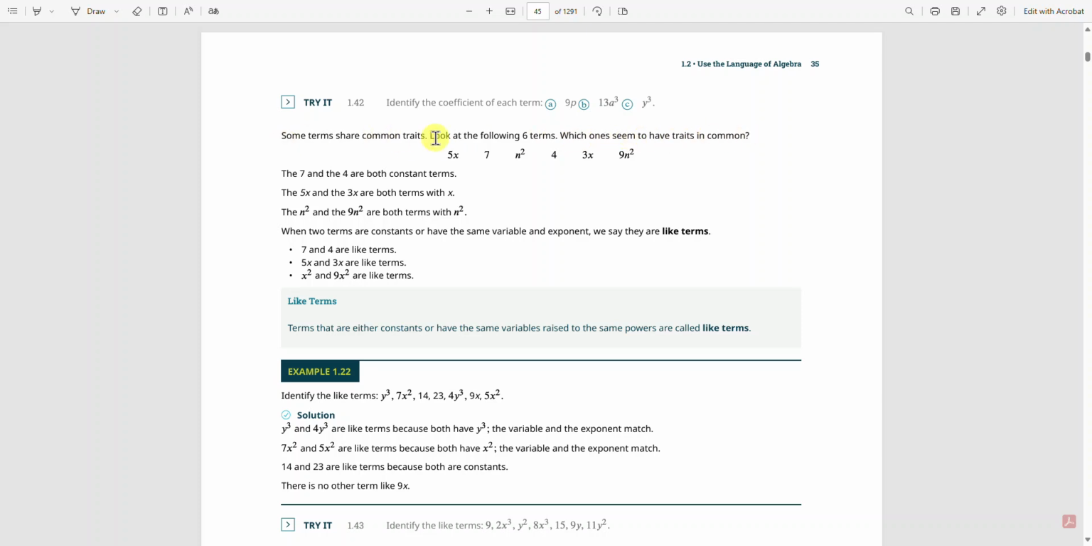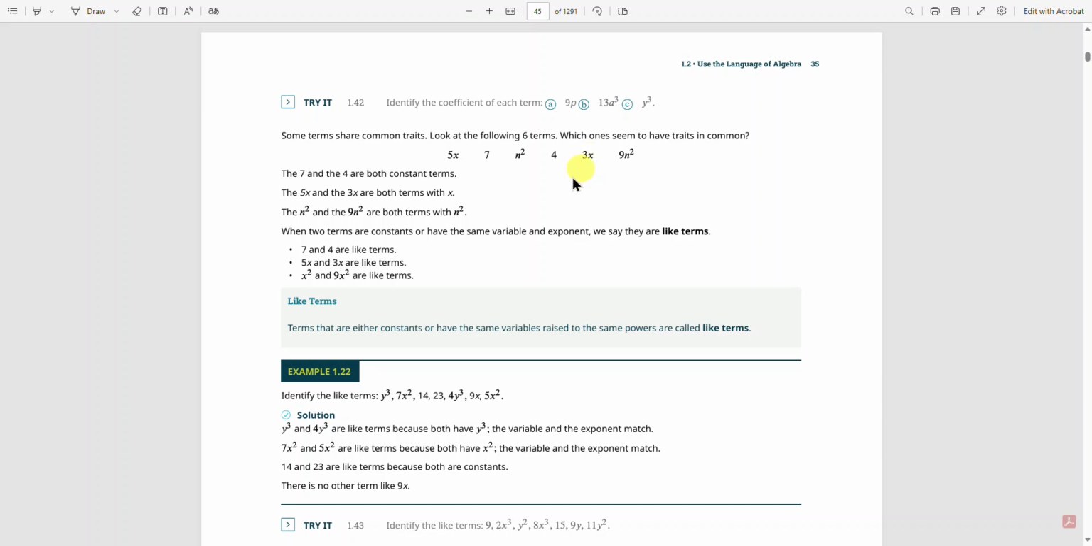So some terms share common traits. Remember before we talked about like terms. We see that we're working towards the definition of like terms here. So when we look at a list of different terms, we're asked, do any of these have anything in common? Do they have any common traits? So we look at 5x and 3x, for example, and we could say, yeah, 5x and 3x are similar. Both of them are terms that have a constant and the variable x. Here we have the constant 5 and the variable x. Here we have the constant 3 and the variable x.